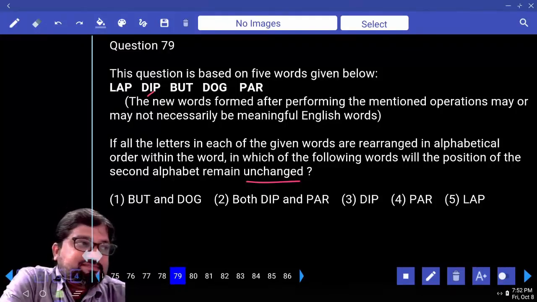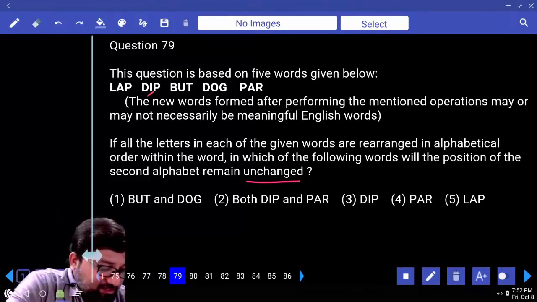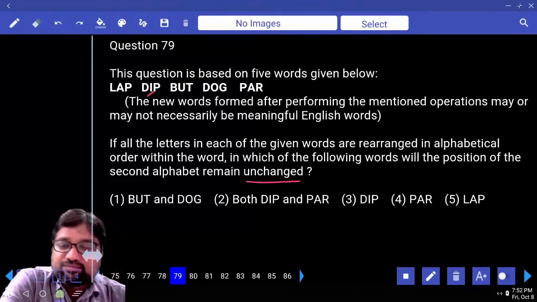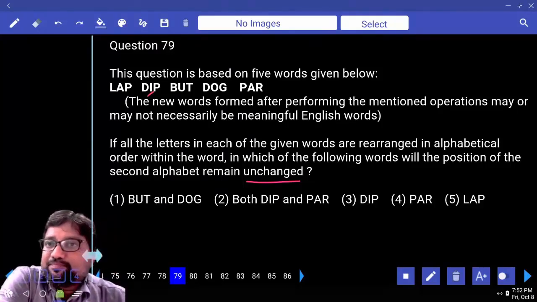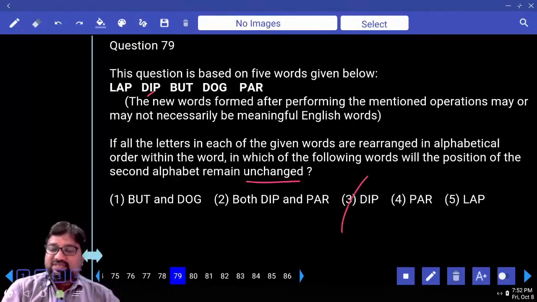Dog becomes D-G-O. No, the second letter has changed. A-P-R, the second letter has also changed. So it is unchanged in only one word. What is that? D-I-P.